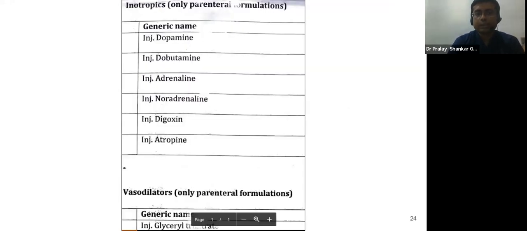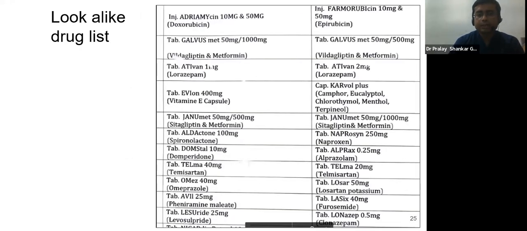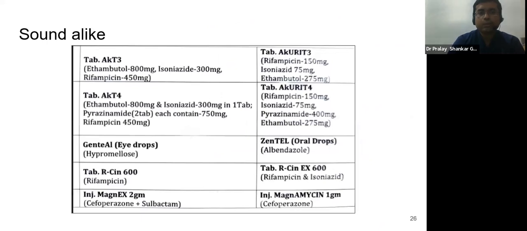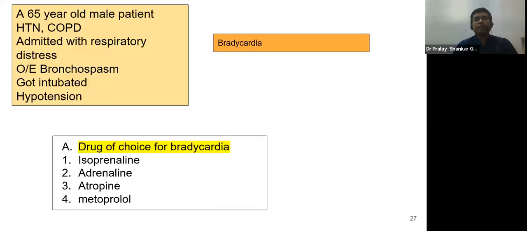Now coming to vasopressors and inotropes: dopamine, dobutamine, noradrenaline, GTN. And then there is a group of drugs named the look-alike drug list. These are of concern when you deal daily with medicines and patients. These medicines look alike, and there is a very high chance of accidental prescription of these medicines. Then there are sound-alike medicines. So AKT3 and Accurate3 have almost the same name for tuberculosis medicine, and you can clearly see that the concentrations are very different. So you have to be concerned about that.